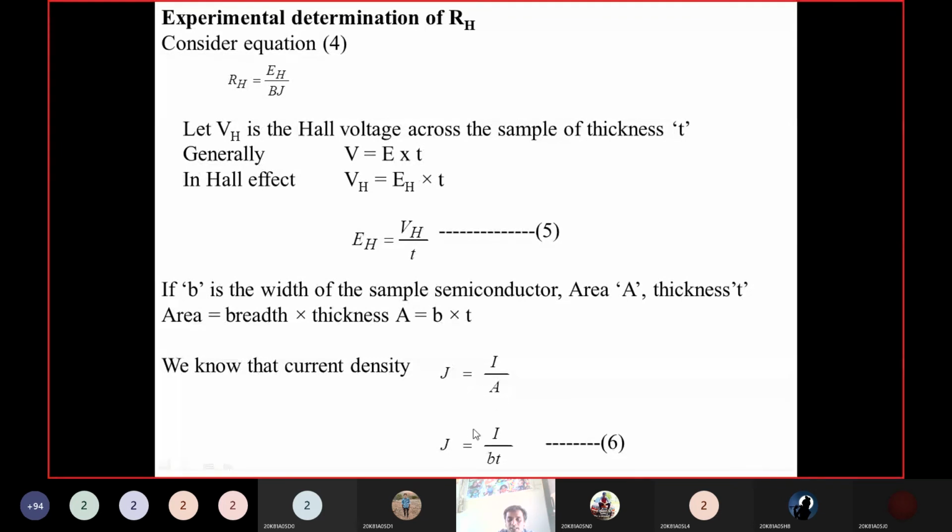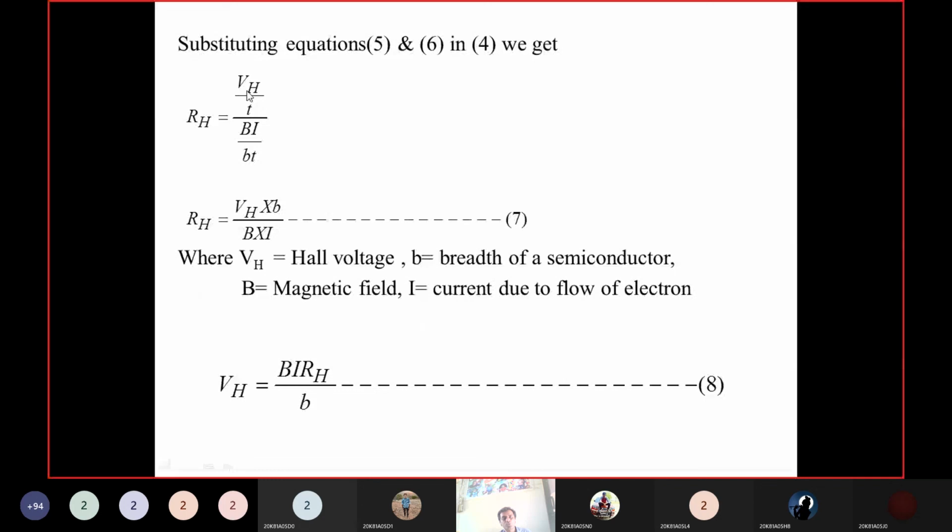Substituting J equal to I by bt and the E_H value in the R_H equation, R_H is equal to V_H by t, divided by I by bt. Some terms cancel, so remaining is R_H equal to V_H into b by b into I. This is the Hall coefficient in terms of the Hall voltage. Similarly, the Hall voltage V_H is equal to B I R_H by b. This is the Hall voltage and Hall coefficient.